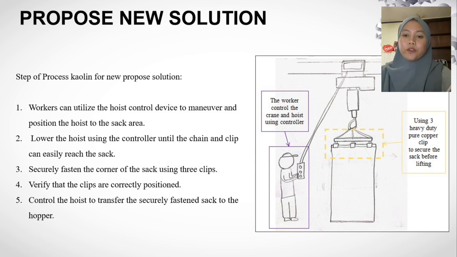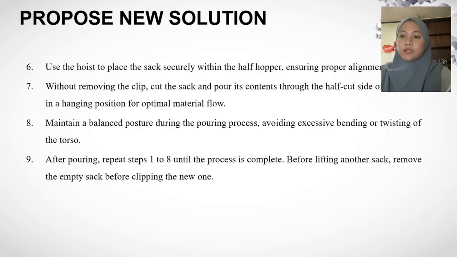positioned. Fifth, the worker controls the hoist to transfer the securely fastened sack to the hopper. 6. The worker uses the hoist to place the sack securely within the half hopper, ensuring proper alignment. 7. Without removing the clip, the worker cuts the sack and pours its content through the half-cut side of the hopper in hanging position for optimal material flow.